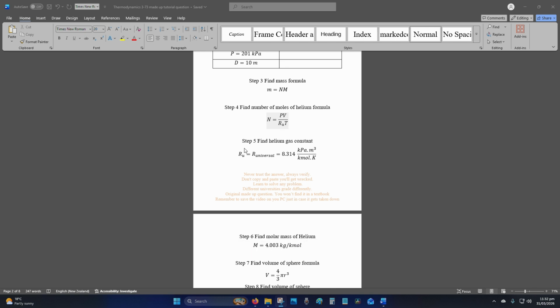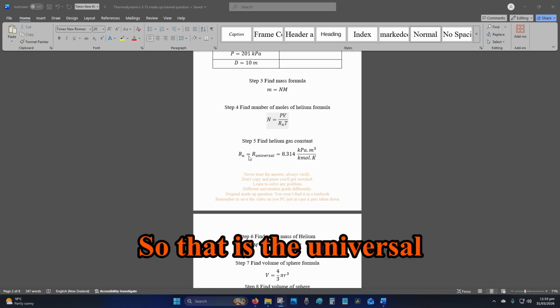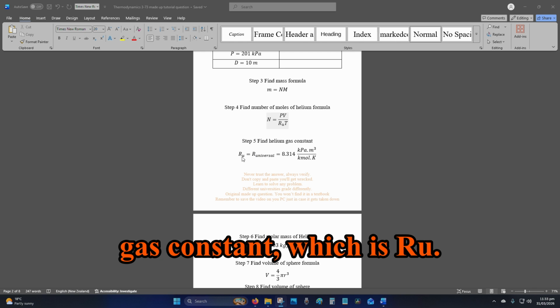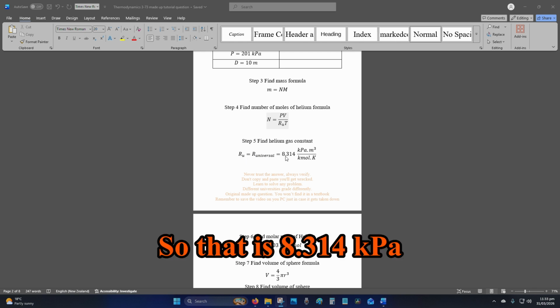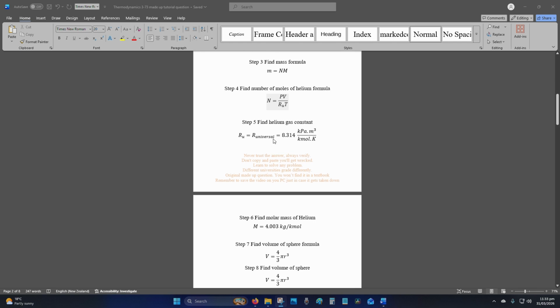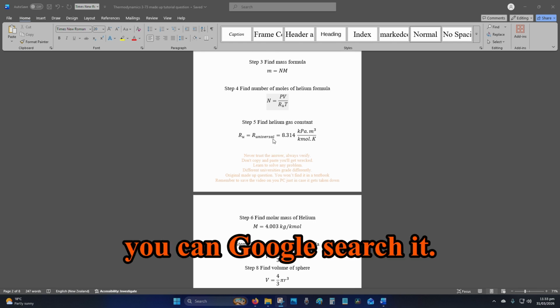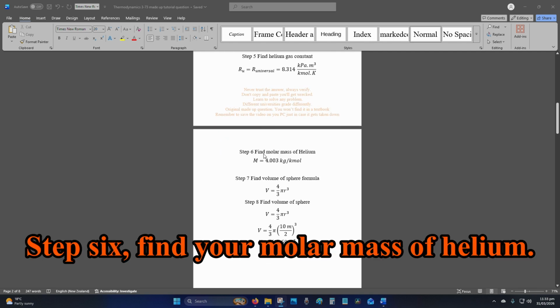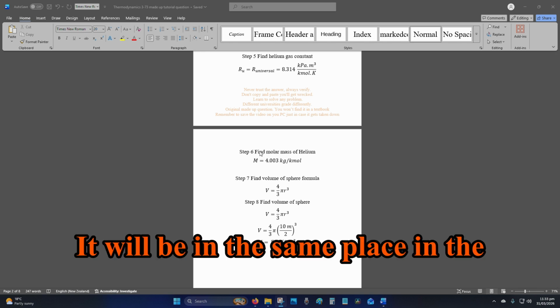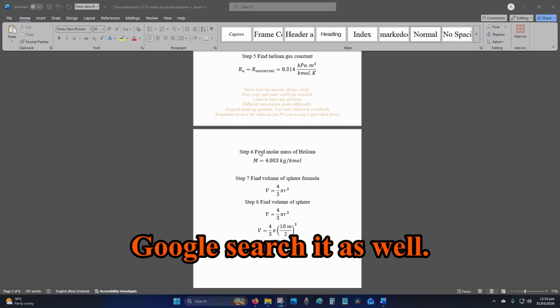Step 5, find the helium gas constant. So that is the universal gas constant, which is R_u. So that is 8.314 kPa meters cubed per kmol Kelvin. You can find this in your textbooks or you can Google search it. Step 6, find your molar mass of helium. It'll be in the same place in the textbook, or you can Google search it as well.